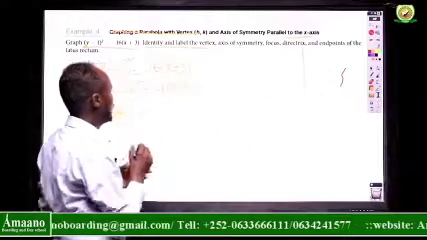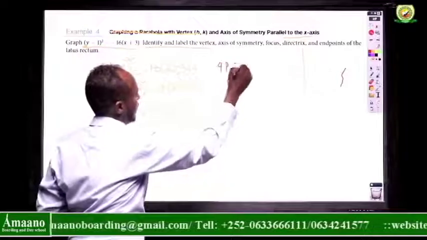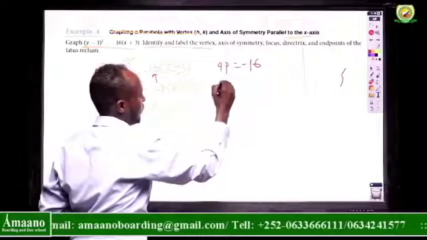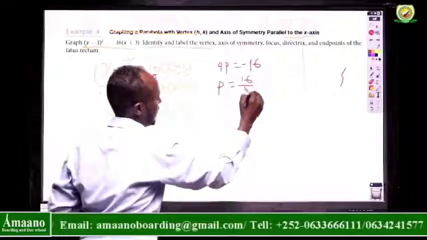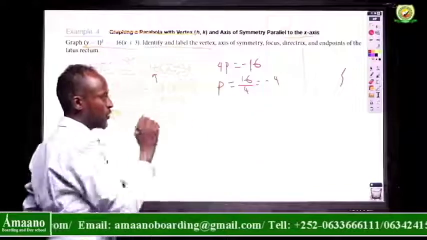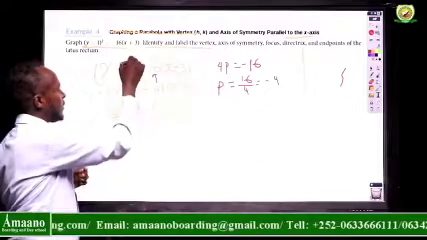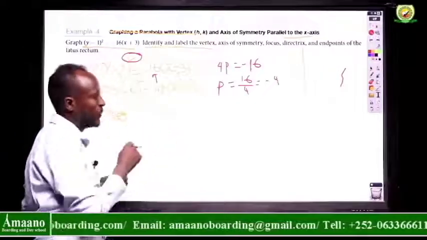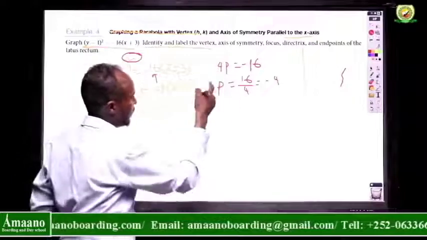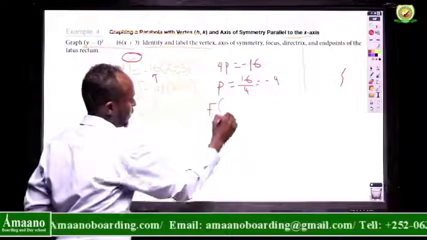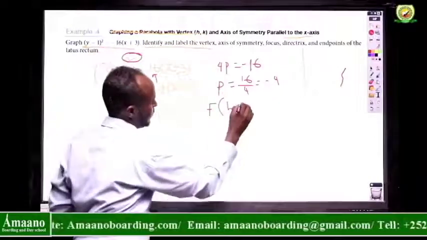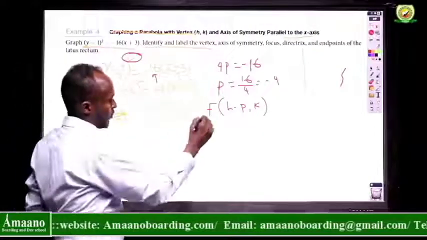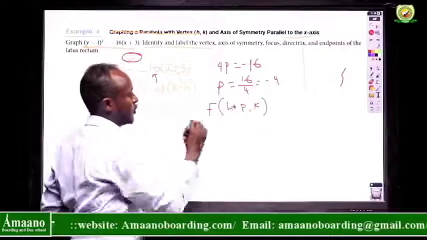To find the value of p, we have here 4p equals, comparing to minus 16. Therefore, the value of p is minus 16 divided by 4, which is minus 4. As long as p is minus 4 and y is squared, the graph of this parabola opens to the left side. Therefore, we can find the coordinates of the focus as h plus p, k.